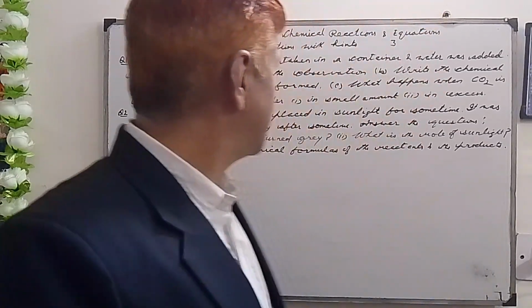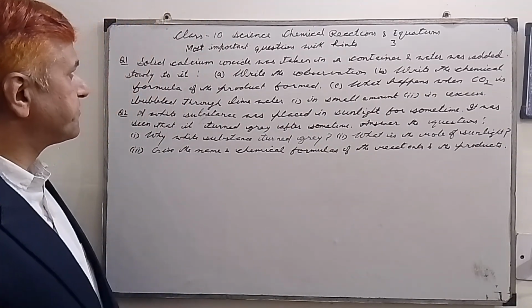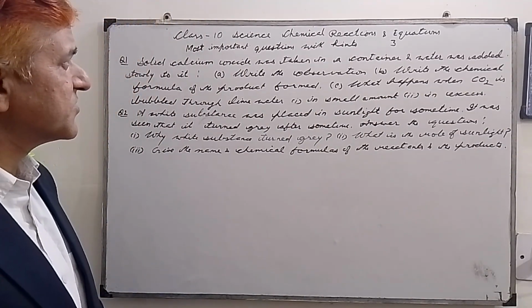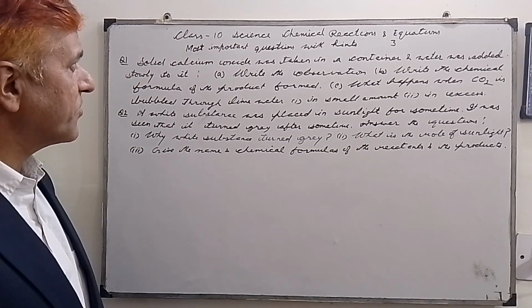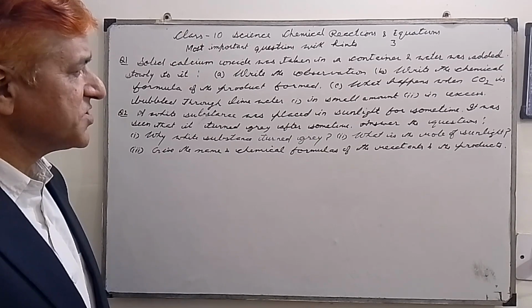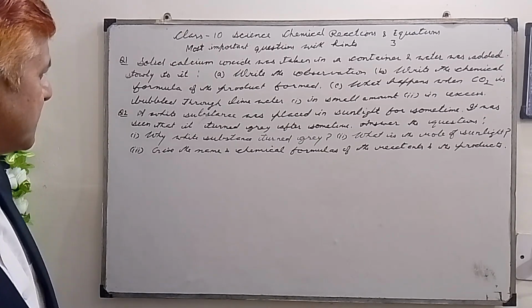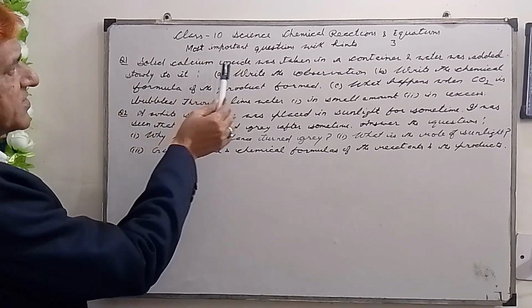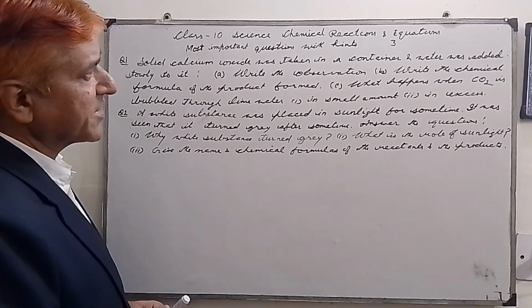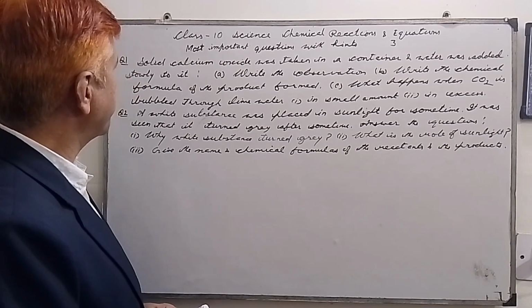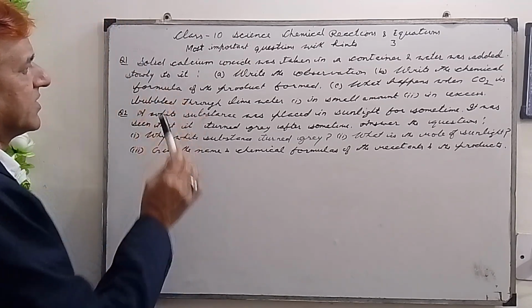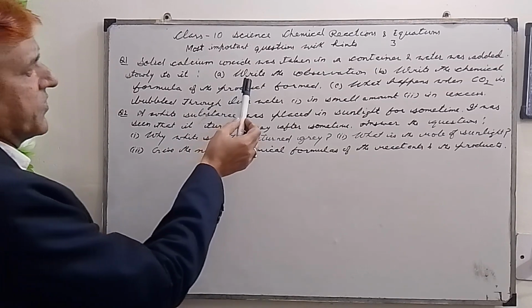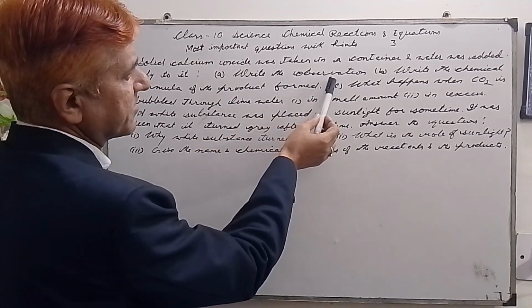So my dear students, this is actually our third video on most important questions with hints of the chapter chemical reactions and equations. The question which we have taken is, question number 1: solid calcium oxide was taken in a container and water was added slowly to it. Part A, what is the observation?